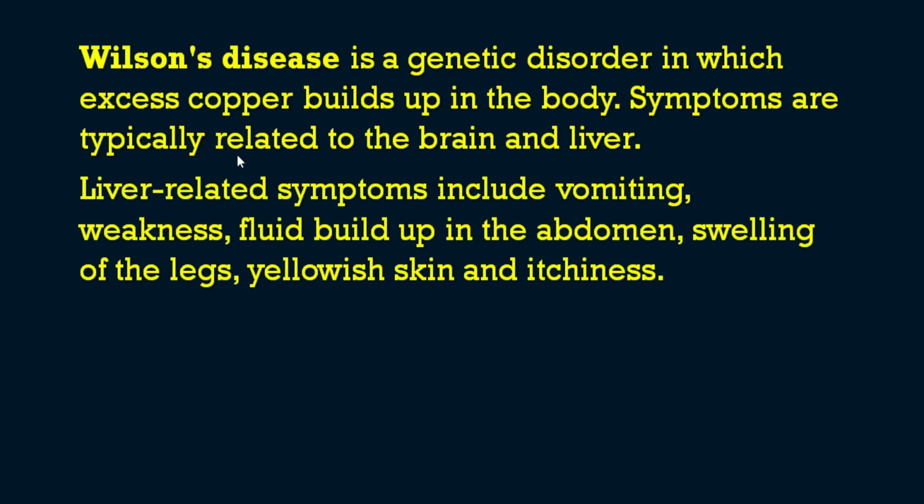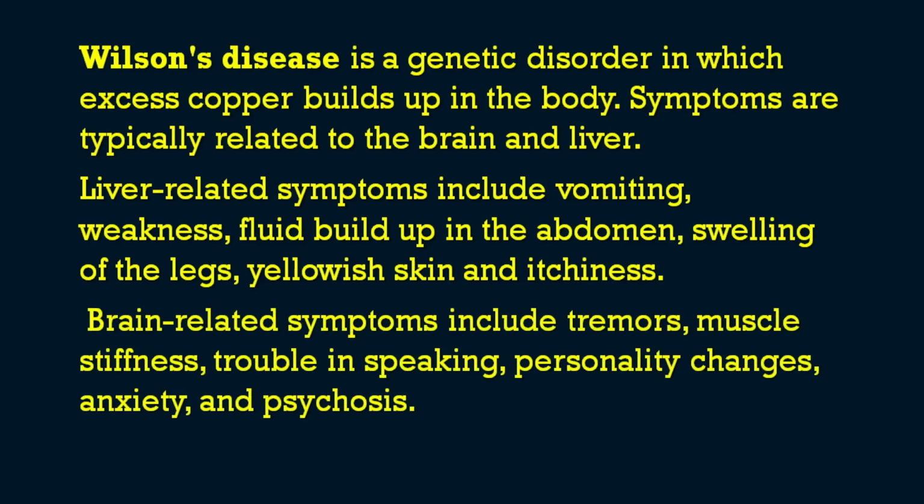First of all, the liver related symptoms include vomiting, weakness, then fluid buildup in the abdomen, ascites, then swelling of the legs, yellowish skin and itchiness. These are the liver manifestations. Then the brain related symptoms include tremors, muscle stiffness, trouble in speaking, personality changes, anxiety and psychosis. So this is, in short, regarding Wilson's disease. Excess copper deposition in the brain and in the liver, so we have liver manifestations and brain manifestations. That's all regarding Wilson's disease.